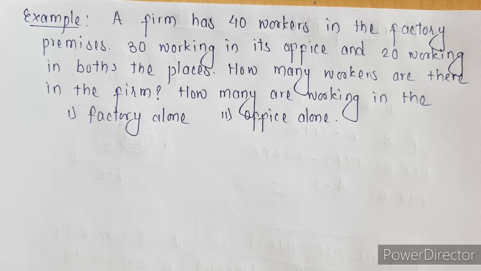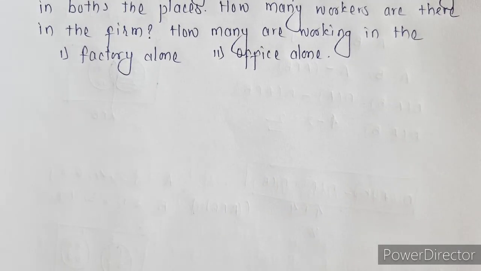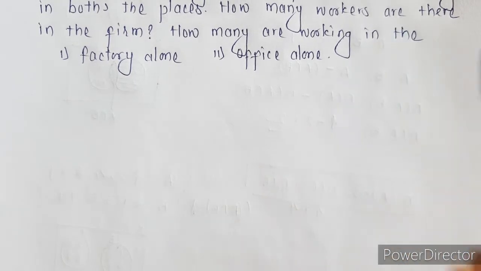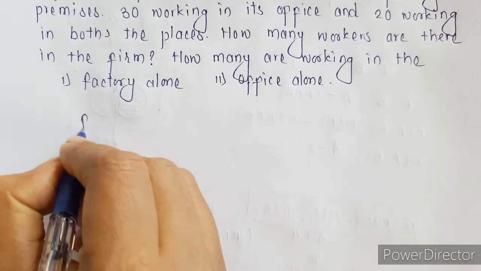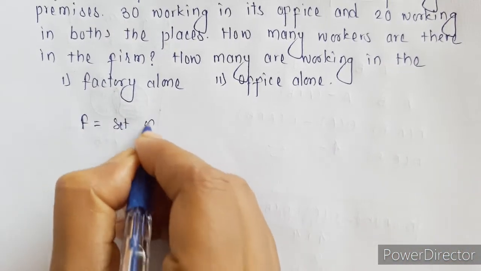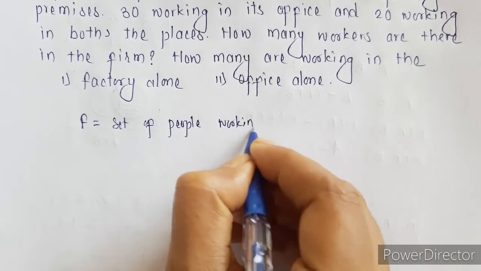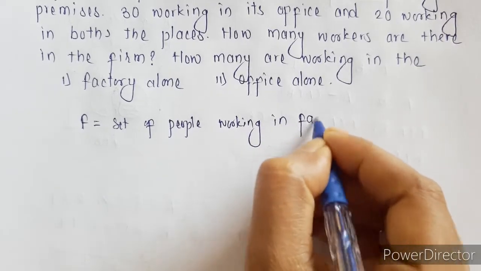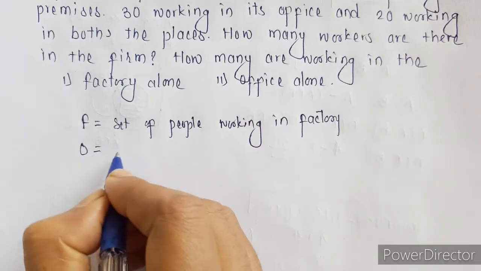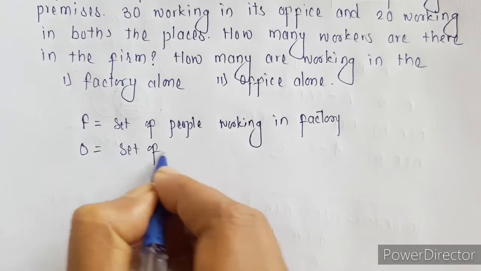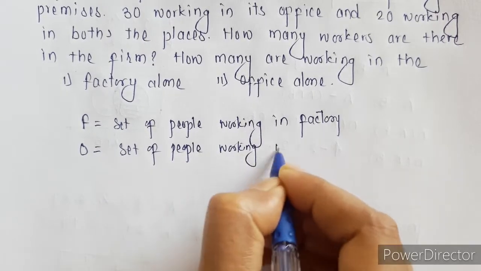Now it is your choice to take the set. You can take alphabets A, B, C, D, or you can go with F and O. Since it is factory, I am taking it as F. So I am taking set F as the set of people working in factory, and set O as the set of people working in office.